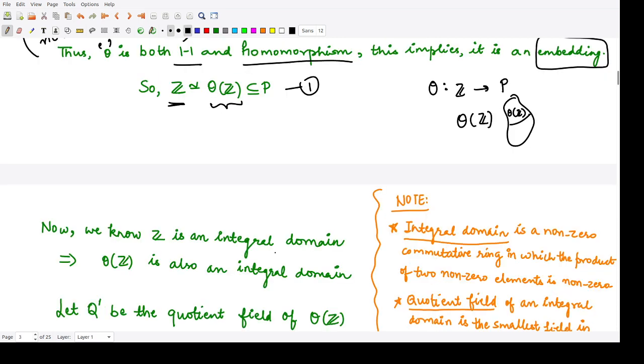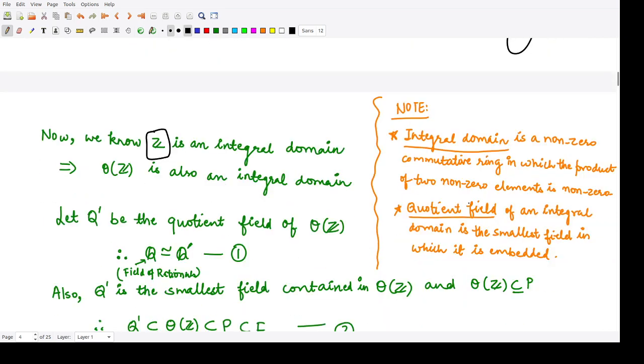Next, we know the set of integers is an integral domain. First of all, recall what an integral domain is. An integral domain is a commutative ring in which the product of two non-zero elements is non-zero. So if you take A not equal to 0 and B not equal to 0, then the product AB would also be not equal to 0. And what is a quotient field? A quotient field is an integral domain.